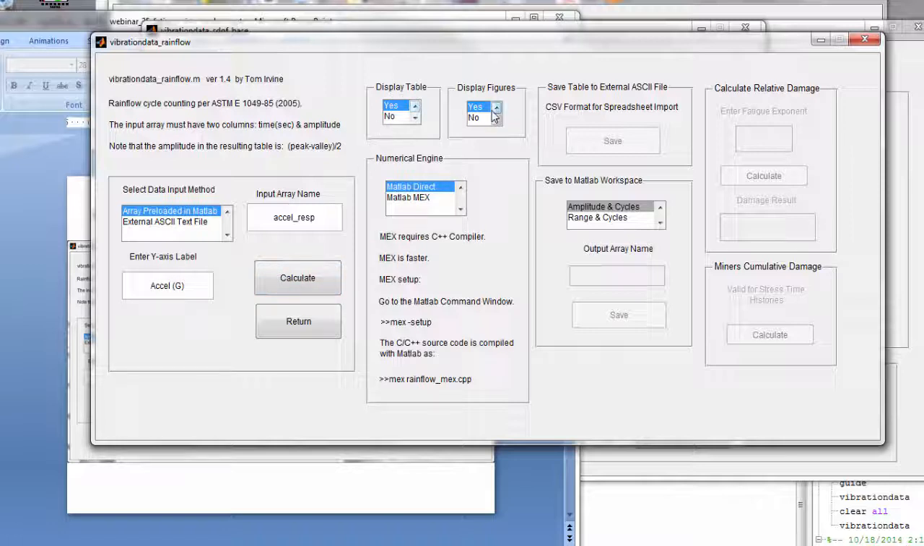Display table, yes. Figure, no. We're actually not going to do anything with the table or figures, but I like to turn them on anyways, because when I see those tables pop up, then I know my calculation is done.